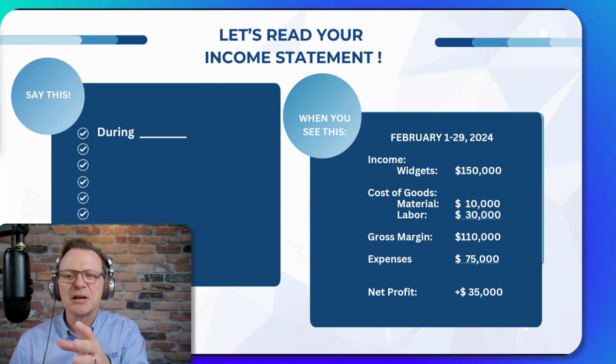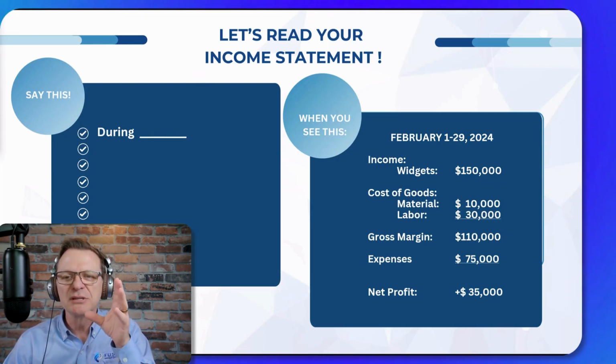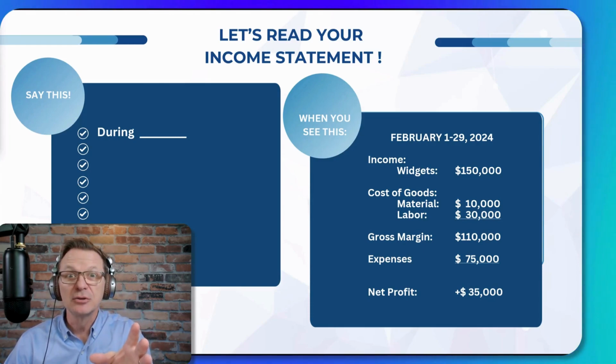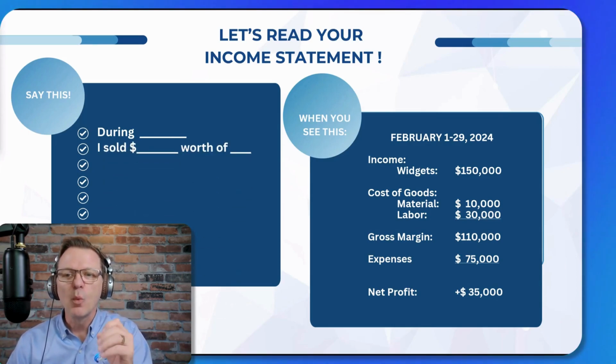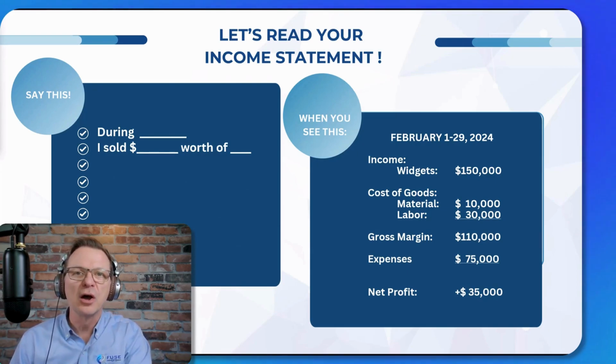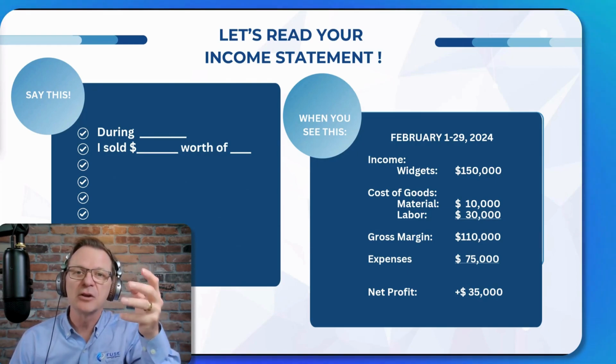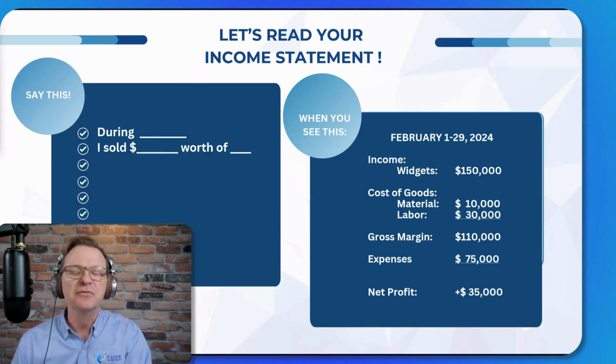So let's read an example financial statement. Another example on the right side here, a widget company, the famous widget company. When you see a financial statement like this, an income statement, you will say, during the month of February, in this case, you can see that at the very top of the financial statement, during the month of February, from the 1st to the 29th, 2024, we sold $150,000 worth of widgets. Okay, if you've got your sales broken down by category or division or whatever, you can talk about each of those sales categories.